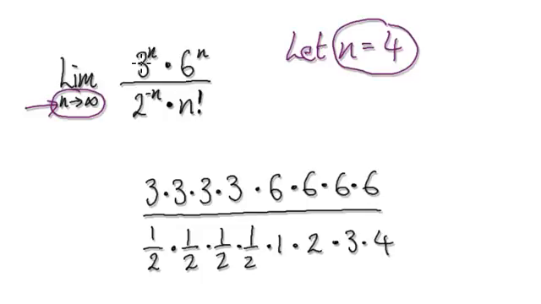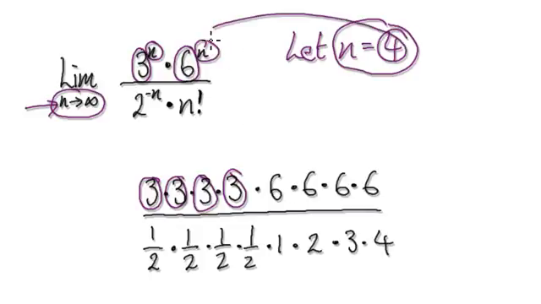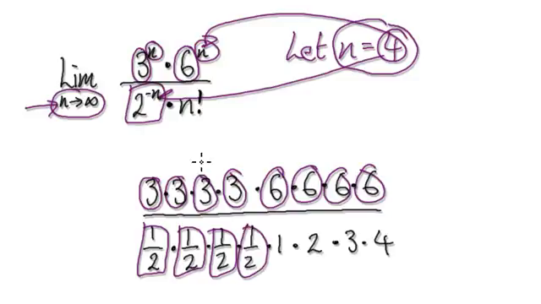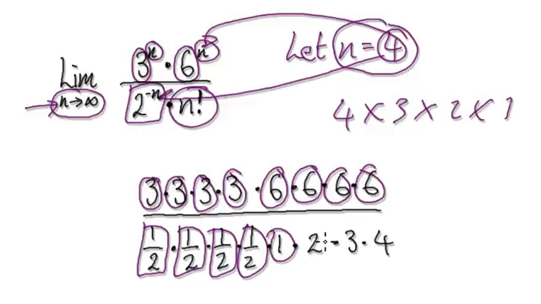So when n equals 4, it would be 3 to the power of 4. So that would mean 3 times 3 times 3 times 3. And then you've got it times 6 to the power of 4, so 6 times 6 times 6 times 6. And then this thing here, when n is 4, it would mean a half times a half times a half times a half, and then n factorial, well, it should be 4 times 3 times 2 times 1, but I'm just going to do it the other way, 1, 2, 3, 4.